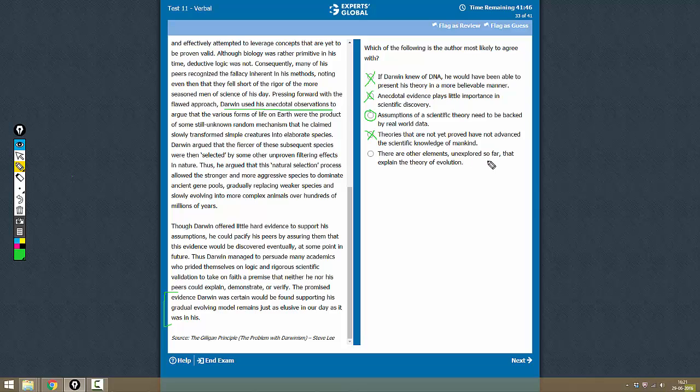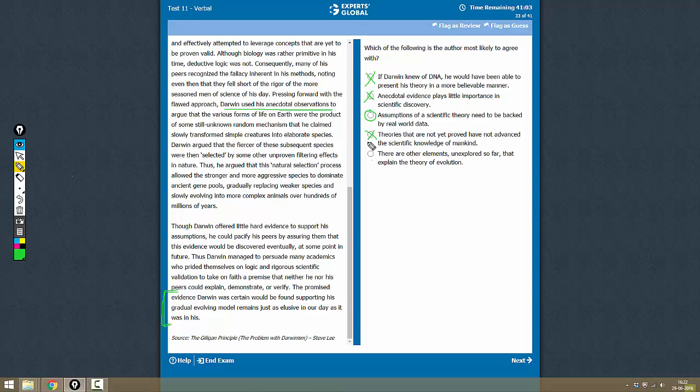There are other elements unexplored so far that explain the theory of evolution. Now don't get confused with this. Now this again is slightly tricky. You may tend to infer this from here, but that is not entirely true, because the author does not say that we need to have new elements that have not yet been discovered. It is possible that the elements have been discovered, but we have not been able to still prove the theory. So this is slightly tricky.